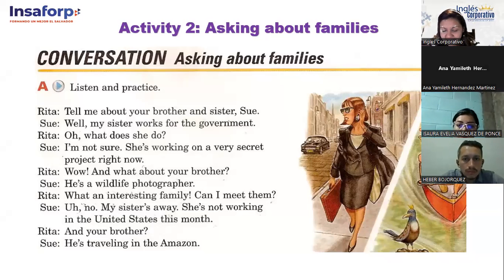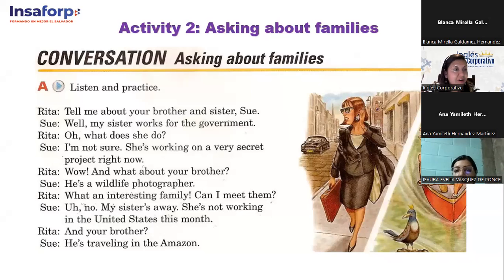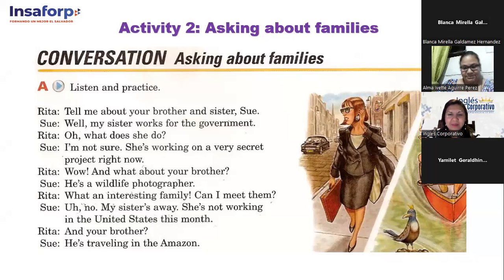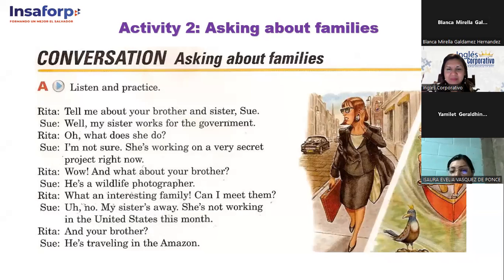Okay, now can we have some volunteers to practice in pairs, to practice in front of the class? Blanca, Mireia, and Blanca needs a partner. Me, coach. And Alma. Okay, Blanca and Alma. Lights, camera, action.